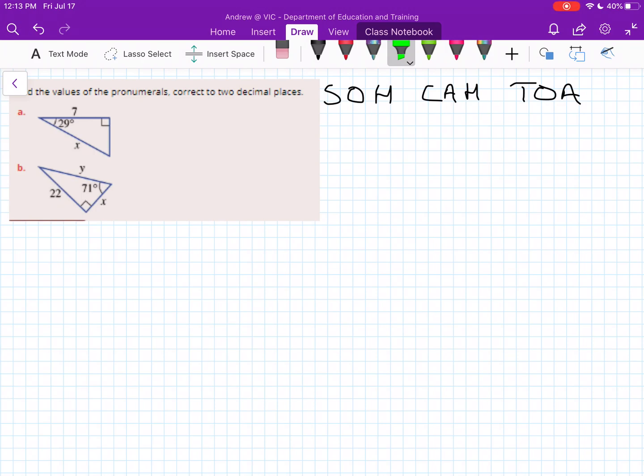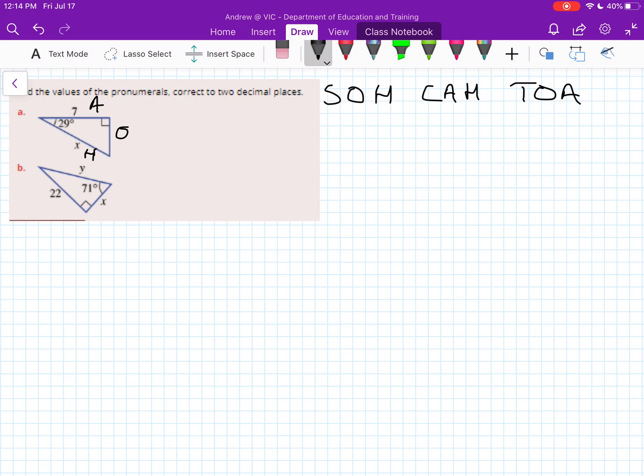G'day everyone. So in this example, we're going to be finding pronumerals in trigonometric equations, specifically looking at solving for the denominator. Okay, so first we will go through this first example, and what you do whenever you get the triangle first is label your sides. So first we have adjacent at the top, we've got opposite here and hypotenuse there.